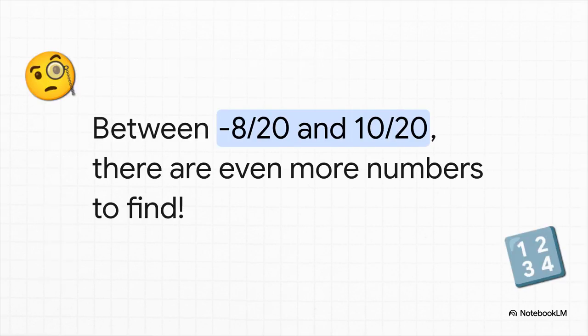But hey, why stop there? Let's go for a bigger common denominator, maybe 20. So now our numbers are -8/20 and 10/20. And look at that! We have even more numbers to pick from, 17 of them if you count. We could keep doing this forever, just picking bigger and bigger denominators.